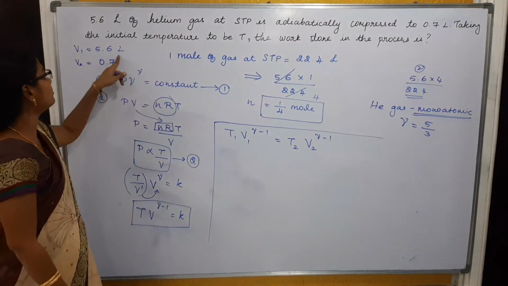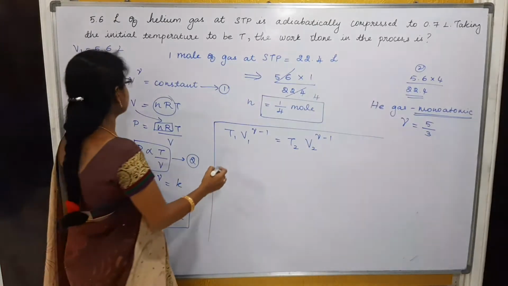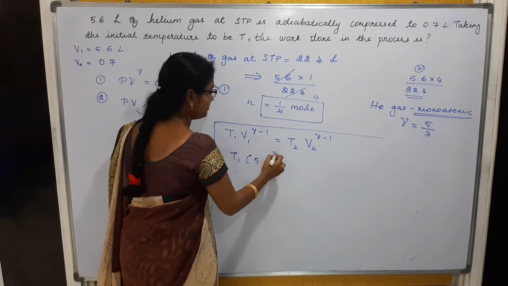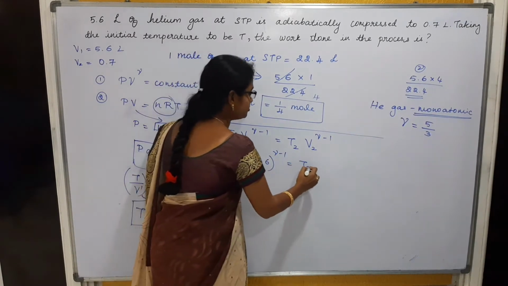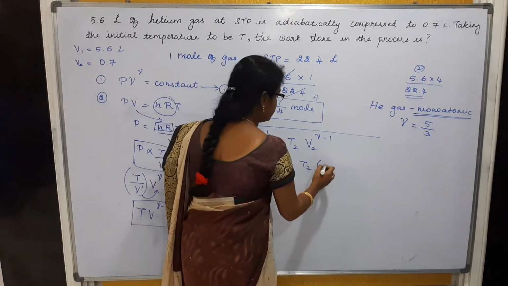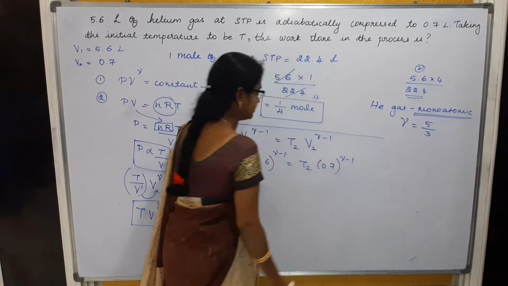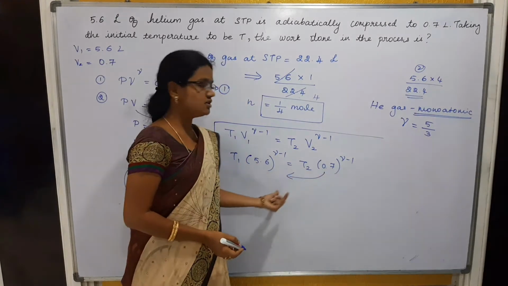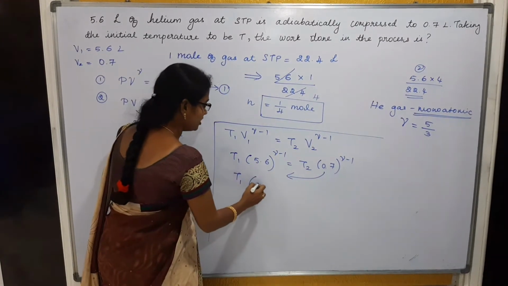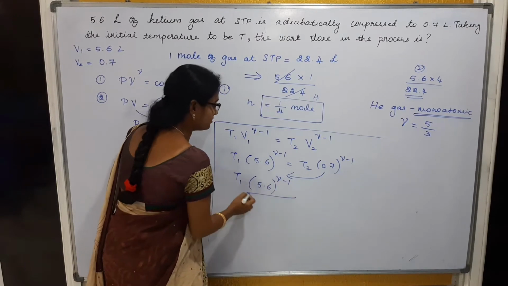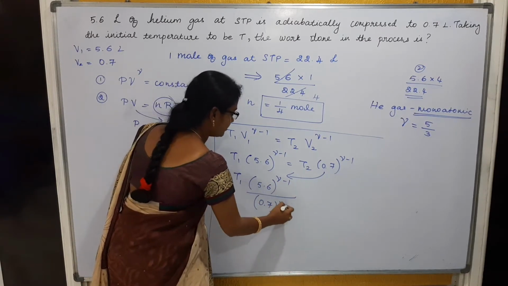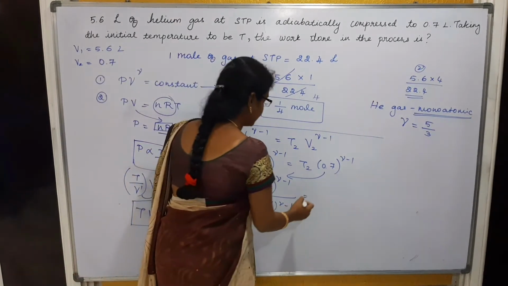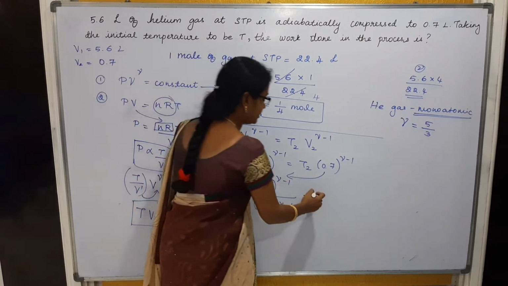Substitute the values of V1 and V2 mentioned in the question. T1 into 5.6 to the power gamma minus 1 is equal to T2 into 0.7 to the power gamma minus 1. Taking this to the left-hand side to get T2, we have T1 into 5.6 to the power gamma minus 1 divided by 0.7 to the power gamma minus 1. In the 7 table we can replace this by 8. Since the bases are common, we can relate these two.